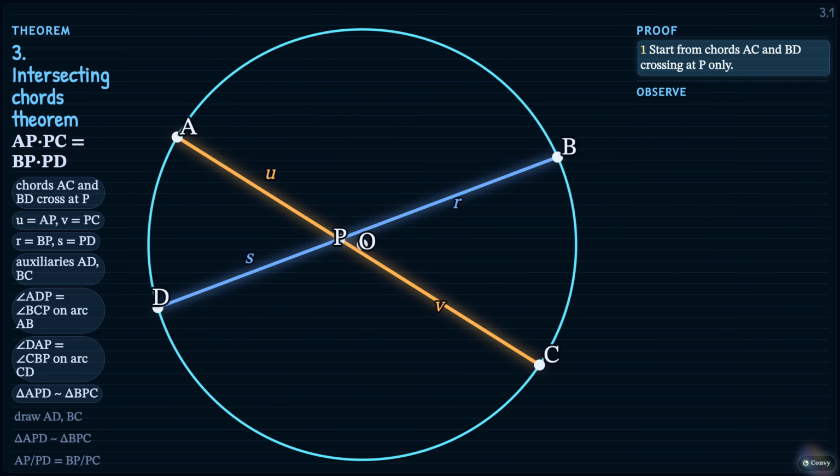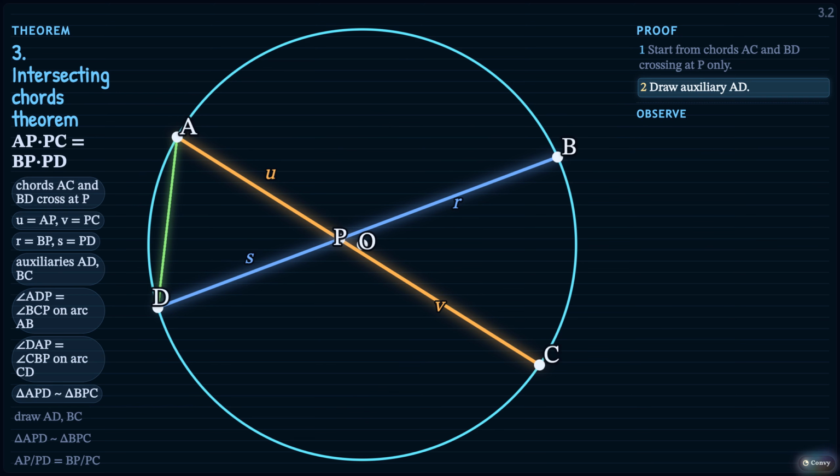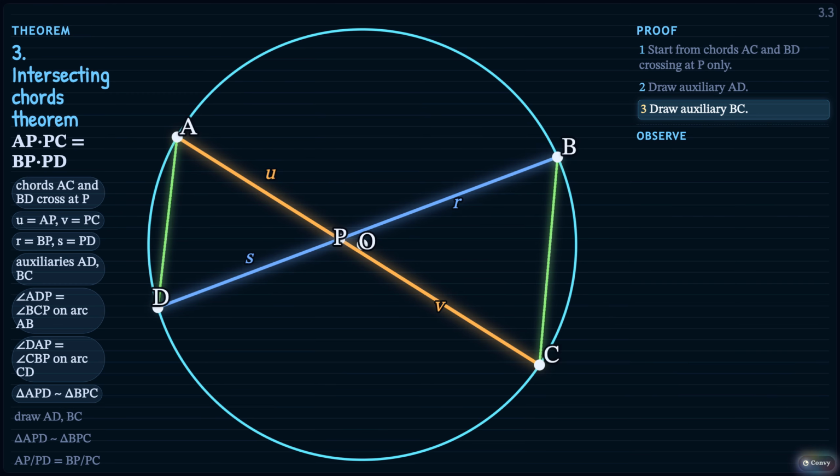Third theorem, Intersecting Chords Theorem. Inside the circle, the two products match. U times V equals R times S. Now move inside the circle to the intersecting chords theorem. Start from the basic crossing chords picture with chord AC and chord BD only. Draw auxiliary segment AD. Draw auxiliary segment BC.